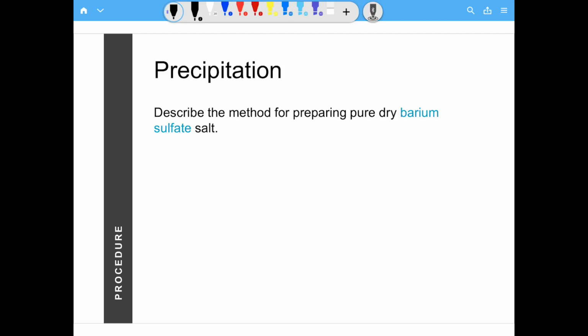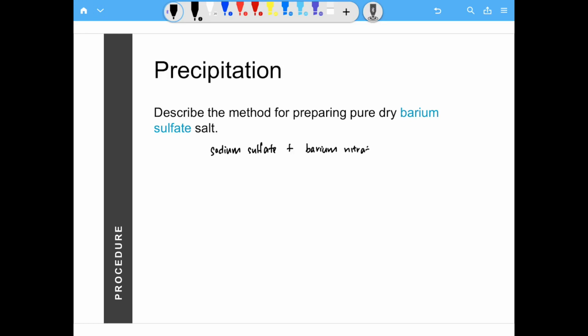This is an example of a question that you will get. Describe the method for preparing pure dry barium sulfate salt. From what we have learned in the last lesson, barium sulfate is insoluble, so we need to use the precipitation method. Some suitable starting reagents to prepare barium sulfate would be sodium sulfate and barium nitrate.